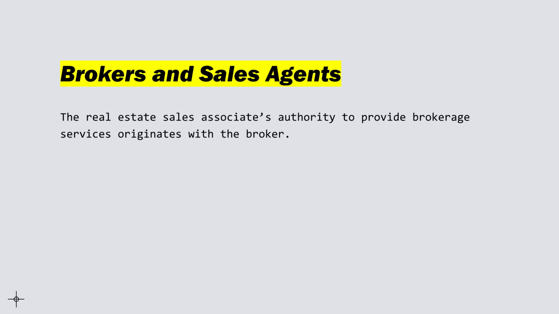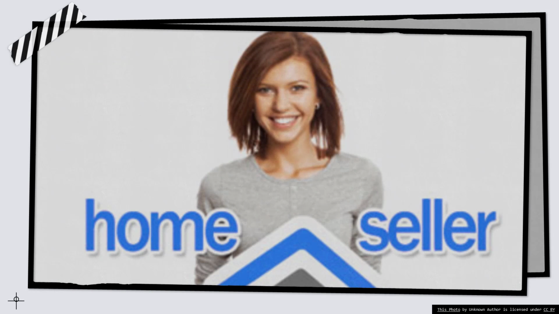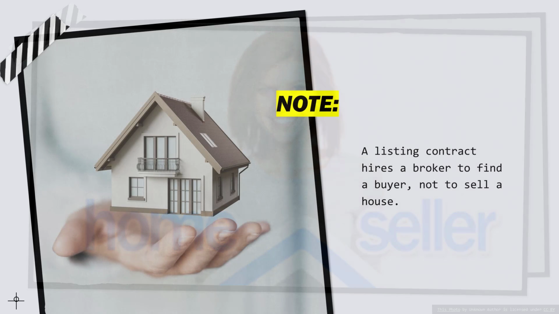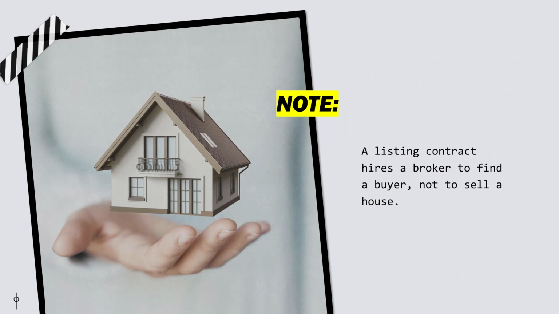The real estate sales associate's authority to provide brokerage services originates with the broker. Sellers tend to think that they are hiring the sales agent to sell their home, and for practical purposes they basically are. It is the listing agent that sits down at the kitchen table with the seller and signs the listing agreement. But they are hiring the broker, and the sales associate works on behalf of the broker. When the home sells, the commission is paid to the broker. The broker will share commission with the agent based on their agreement. Even though the real estate sales associate may perform most, if not all, of the listing services, the listing remains with the broker, who is responsible for the conduct of the agent.